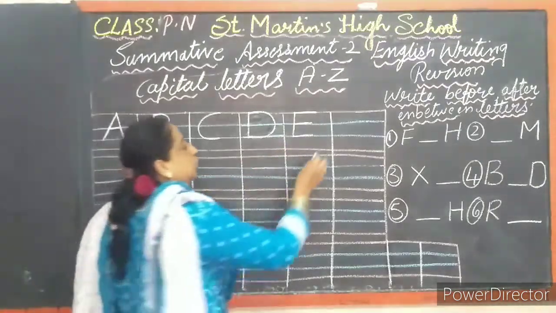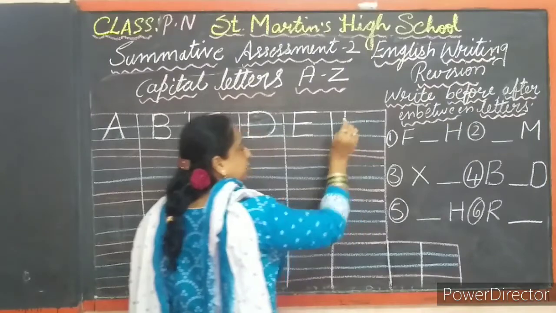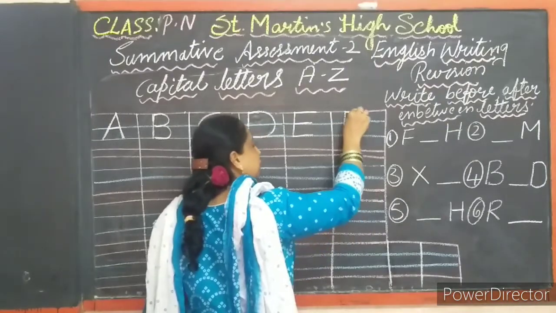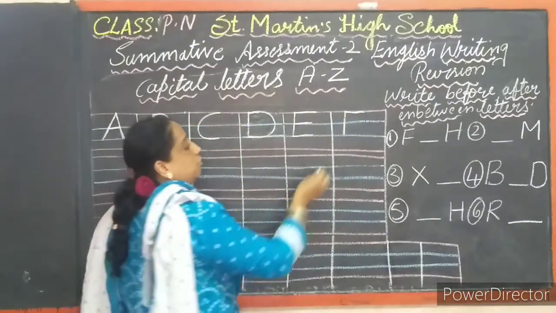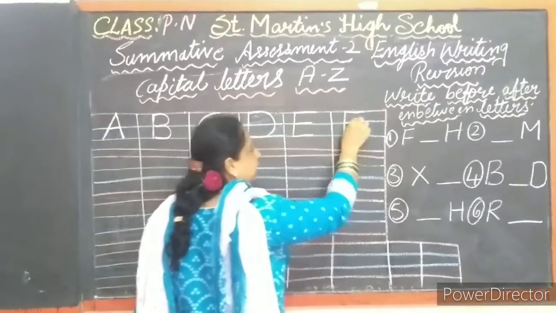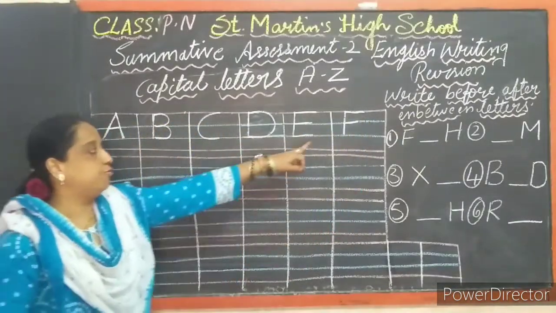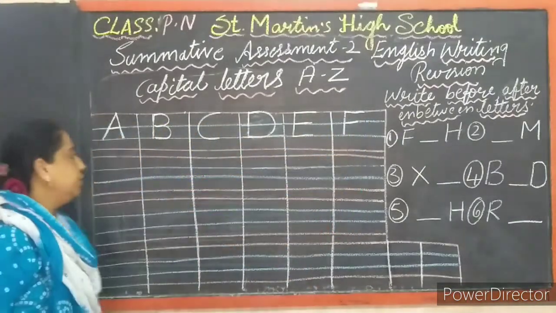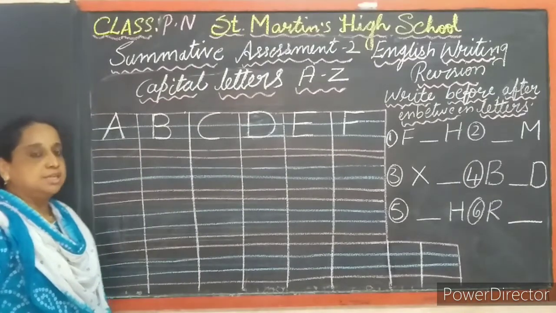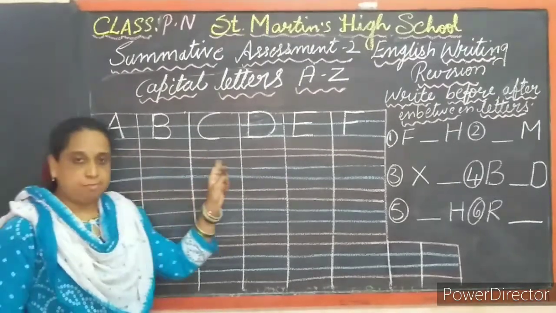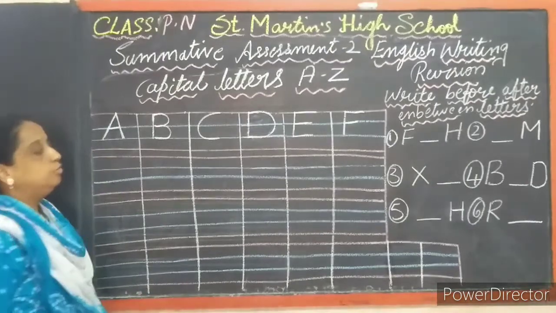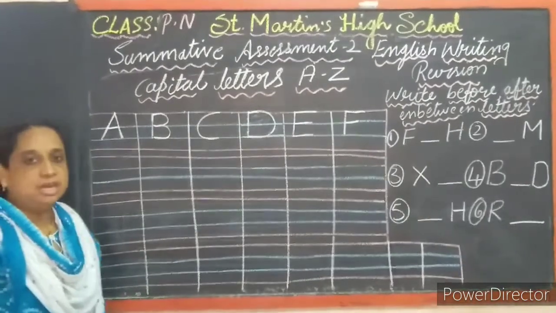F. So, for F also write one standing line and on the top red line one sleeping line joining to the standing line and one more sleeping line joining to the standing line makes letter F. Is it easy, children? If you learn the pattern writing, it is easy to write the capital letters. Now after F, what letter will come?